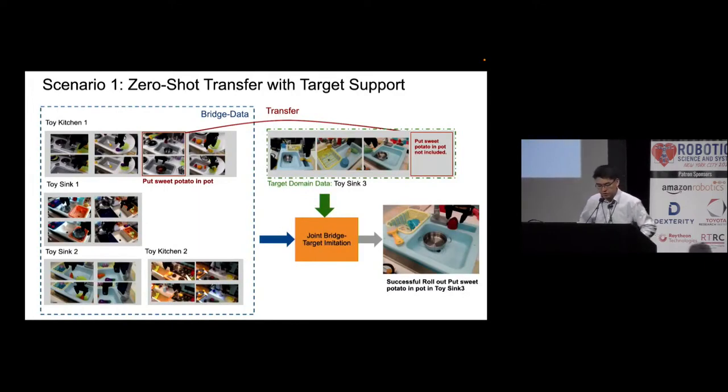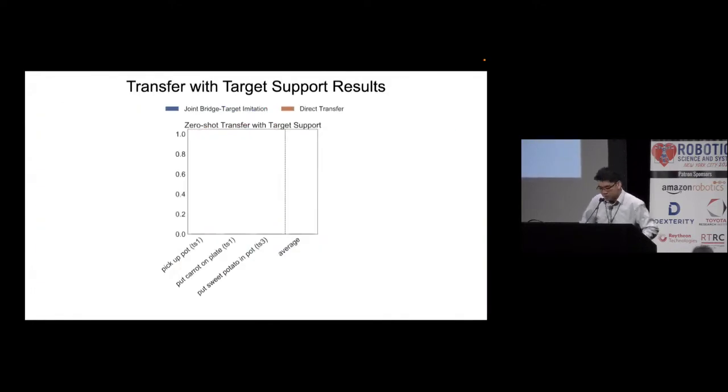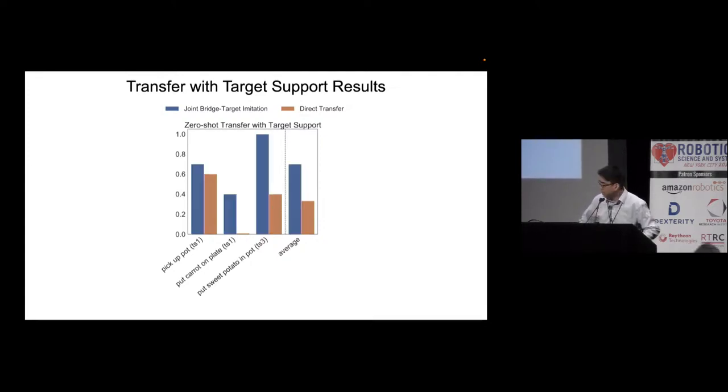In the first scenario, we test whether we can transfer tasks in the bridge data to a target domain where we only have a small amount of target data on other tasks. We compare the success rates of policies trained on bridge data only, which we call direct transfer, with policies jointly trained on both bridge and target data. We can see that the success rates are significantly higher when using joint training compared to direct transfer.